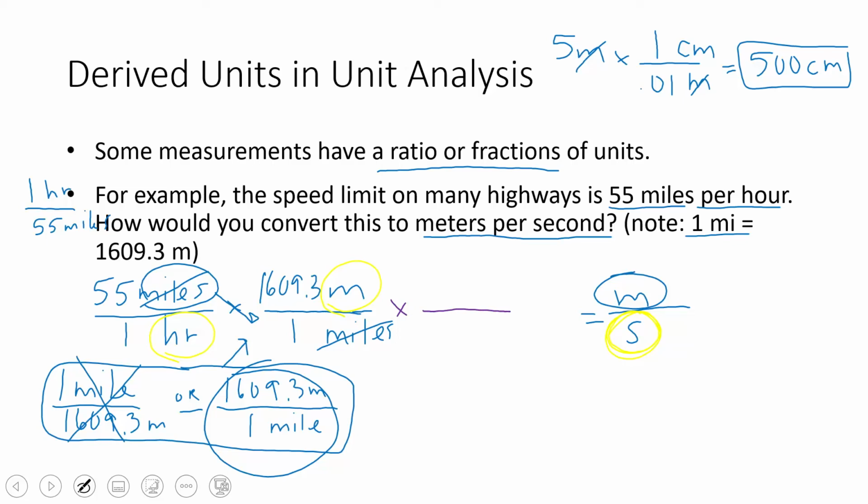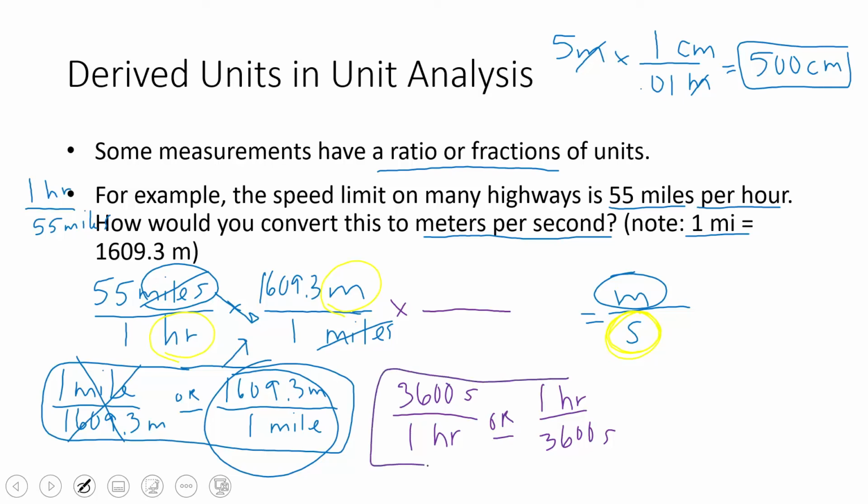So let's just figure out, well, how many seconds are in an hour? There are 60 minutes in an hour and 60 seconds in a minute. So 60 times 60 is 3,600 seconds for 1 hour. But I can also say that in 1 hour, there are 3,600 seconds. So we need to use one of these two conversion factors for right here.